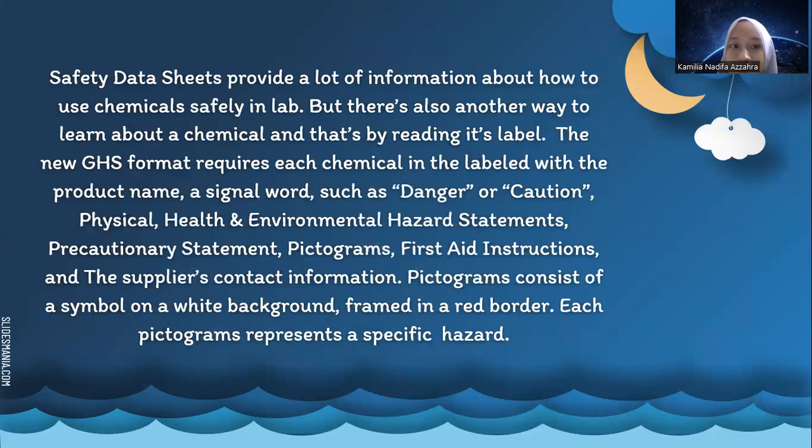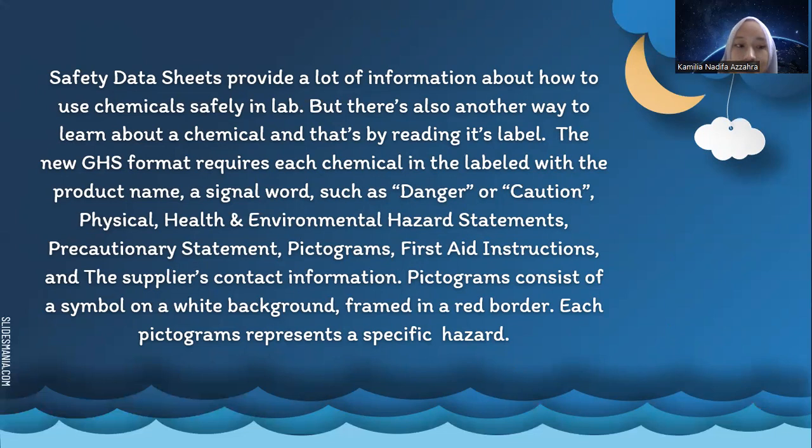Safety data sheets provide a lot of information about how to use chemicals safely in the lab. But there's also another way to learn about a chemical, and that's by reading its label. The new GHS format requires each chemical label to include the product name, a signal word such as danger or caution, physical, health, and environmental hazard statements, precautionary statements, pictograms, first aid instructions, and the supplier's contact information.